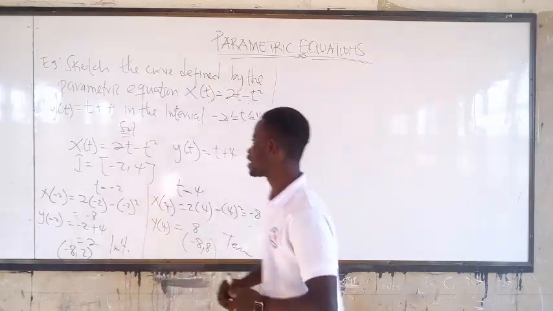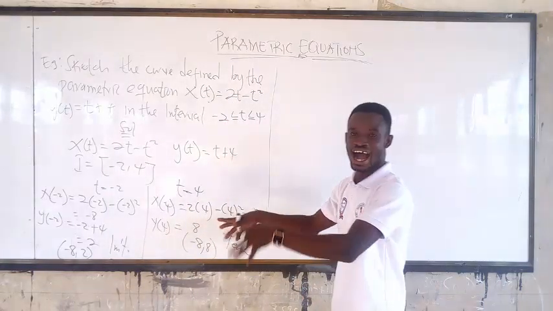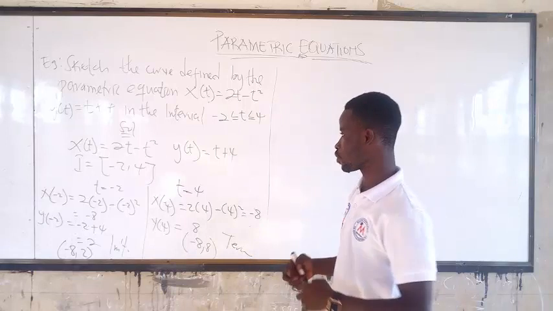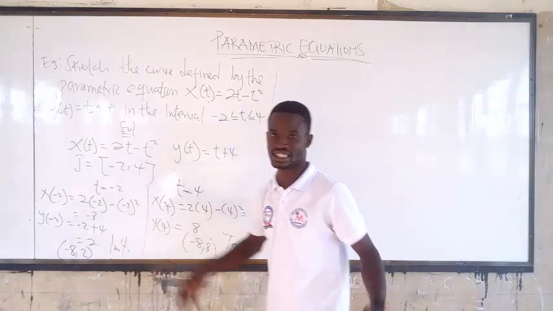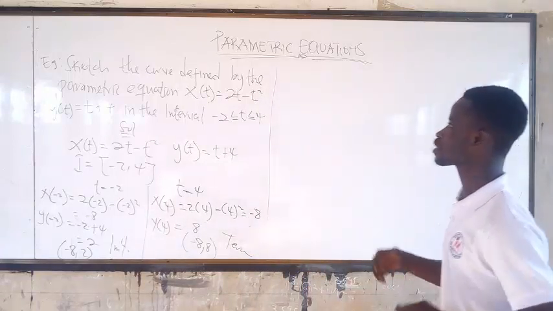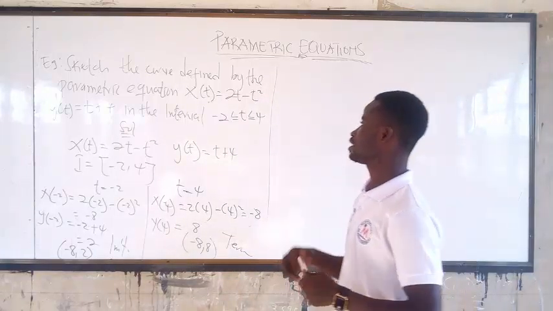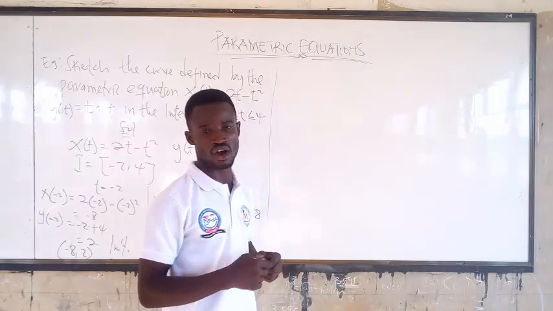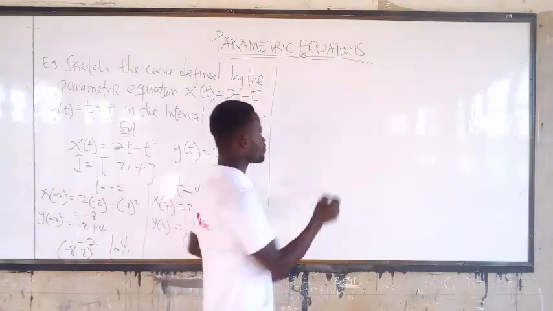Alright, so let's come back to the question. This is how you can get the initial point and the terminal point if you are asked for it. So you use the interval. Good. Now you have to state the curve defined by the parametric equation. So now, here we are going to draw a graph, right? So we need our values.